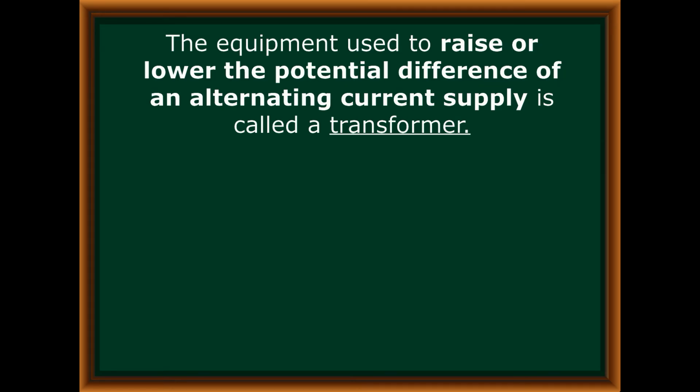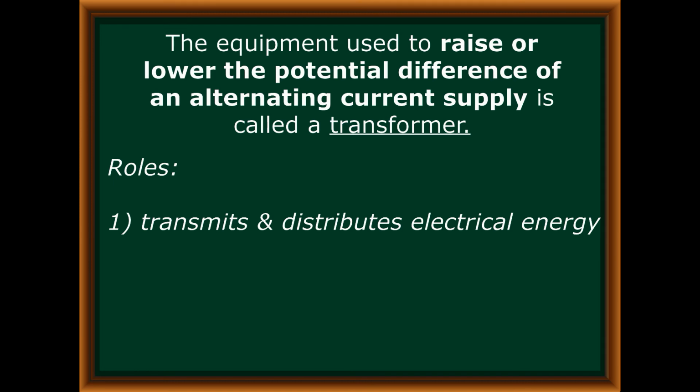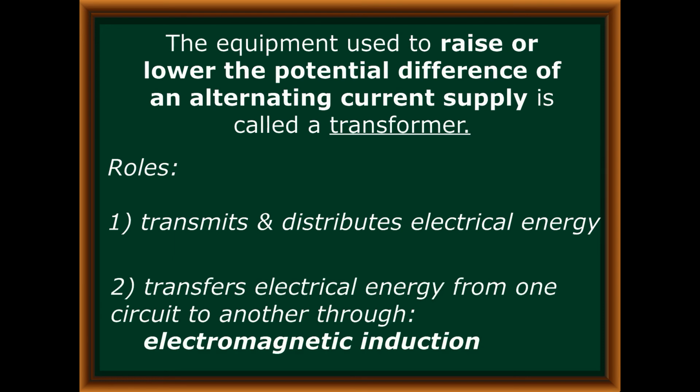The equipment used to raise or lower the potential difference of an alternating current supply is called a transformer. Transformers also play an important role in the transmission and distribution of electrical energy to the whole country. The transformer transfers electrical energy from one circuit to another through electromagnetic induction.